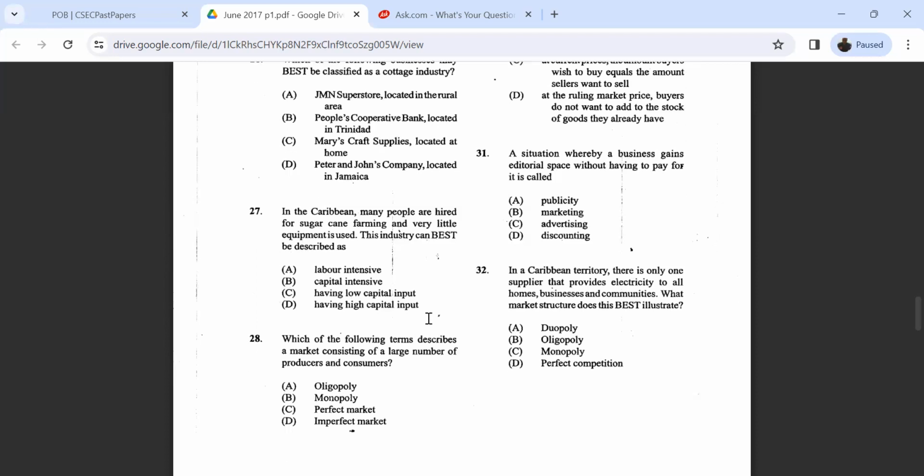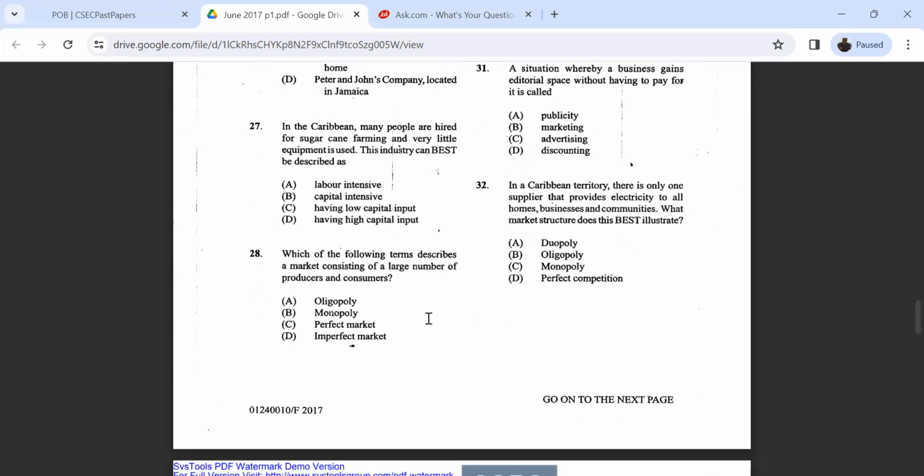Number 32. In a Caribbean territory, there is only one supplier that provides electricity to all homes, businesses, and communities. What market structure does this best illustrate? Monopoly. Correct.